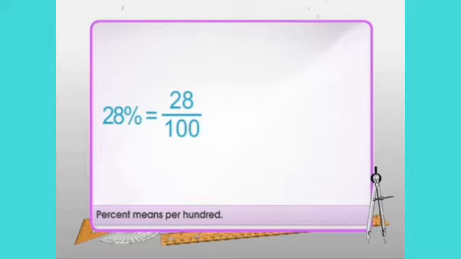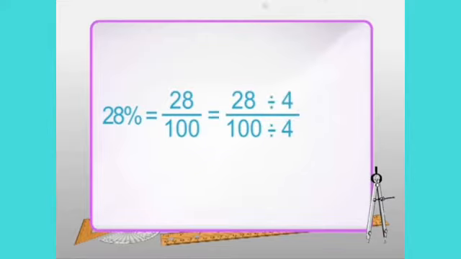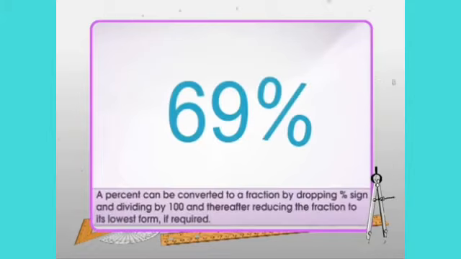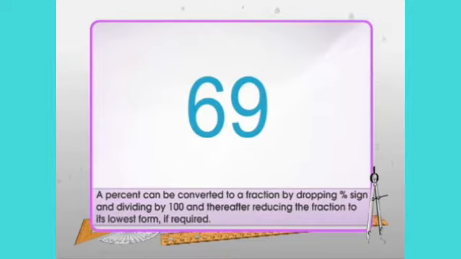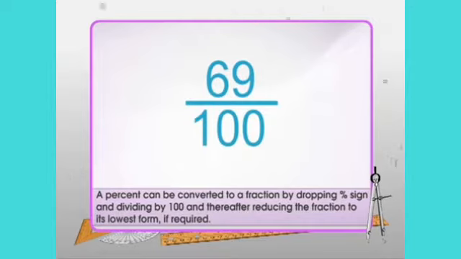The fraction 28 by 100 can now be reduced to its simplest form. Thus, 28% is equivalent to the fraction 7 by 25. Thus, a given percent can be converted to a fraction just by dropping the percent sign and dividing by 100.